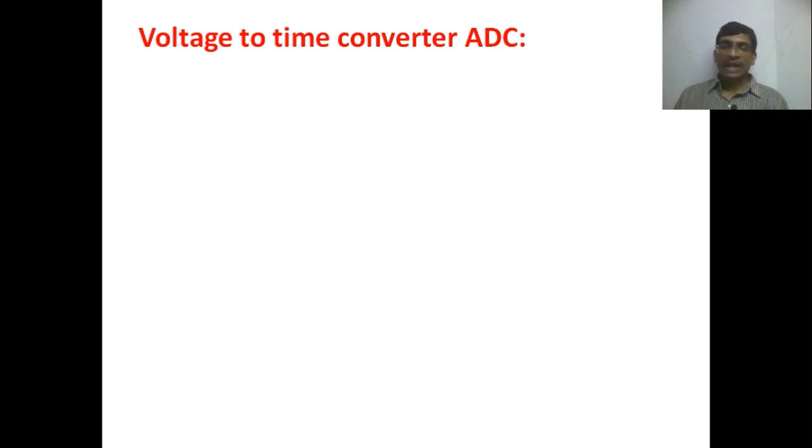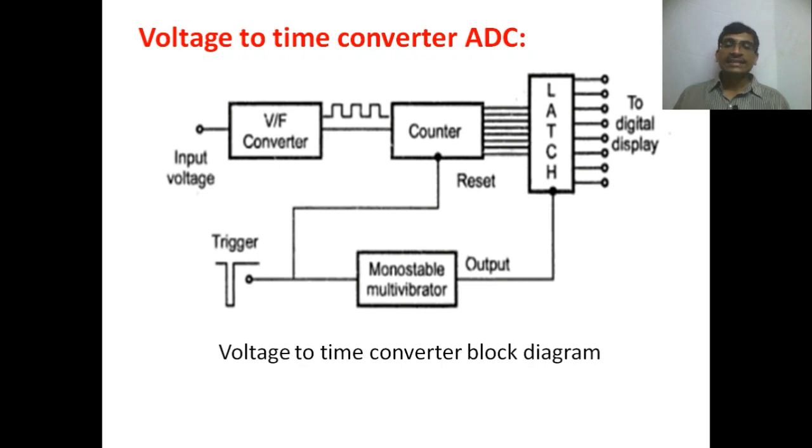Voltage to time converter ADC. This is the diagram for the voltage to time converter. Here a voltage to frequency converter is used, so the input voltage will be converted into frequency, and then we use one monostable multivibrator, one counter and a latch. The monostable multivibrator output is given to the latch, and the counter will start counting based on the voltage to frequency converter output.